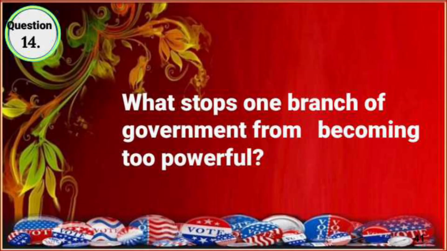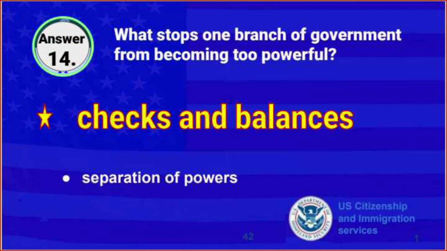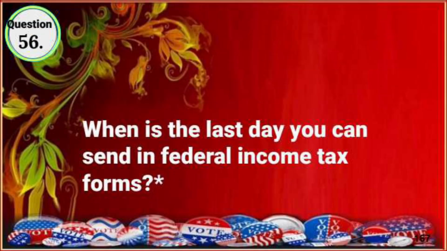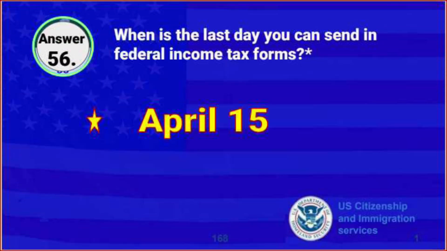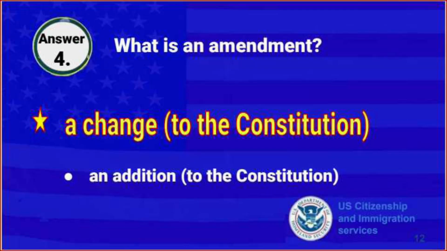What stops one branch of government from becoming too powerful? Checks and balances. When is the last day you can send in federal income tax forms? April 15th. What is an amendment? A change to the Constitution.